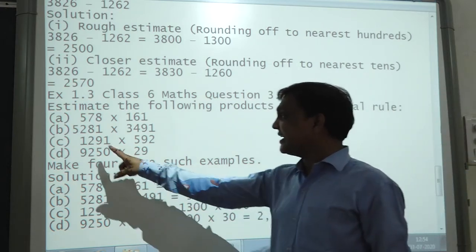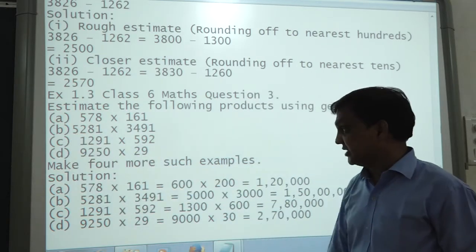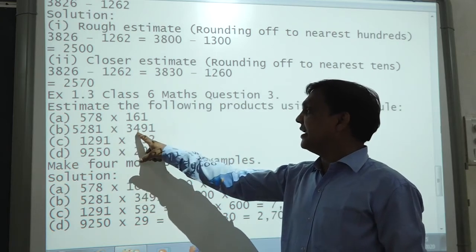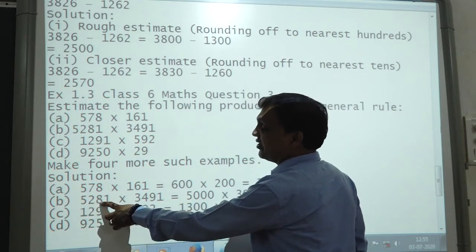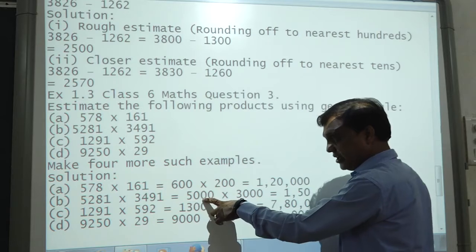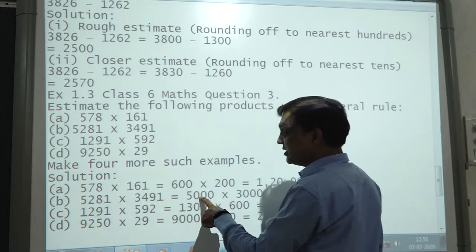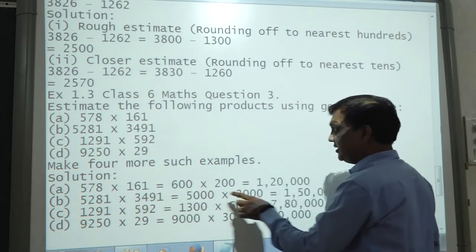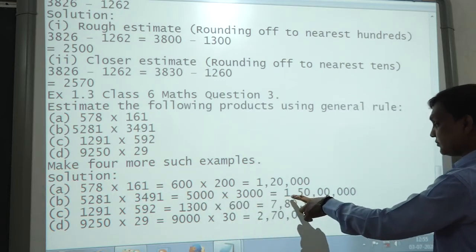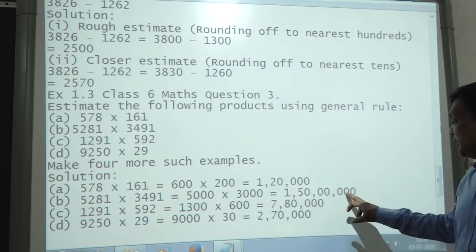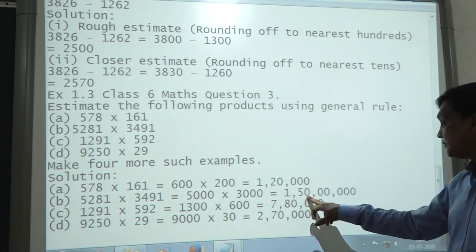The second question is 5,281 times 3,491. Here the last place is thousands, so convert to the nearest thousands. 5,281 rounded to the nearest 1000 becomes 5,000, and 3,491 becomes 3,000. So 5,000 multiplied by 3,000 is equal to 15, counting ones, tens, hundreds, thousands, ten thousand, lakh, ten lakh, crore: 1 crore 50 lakhs.